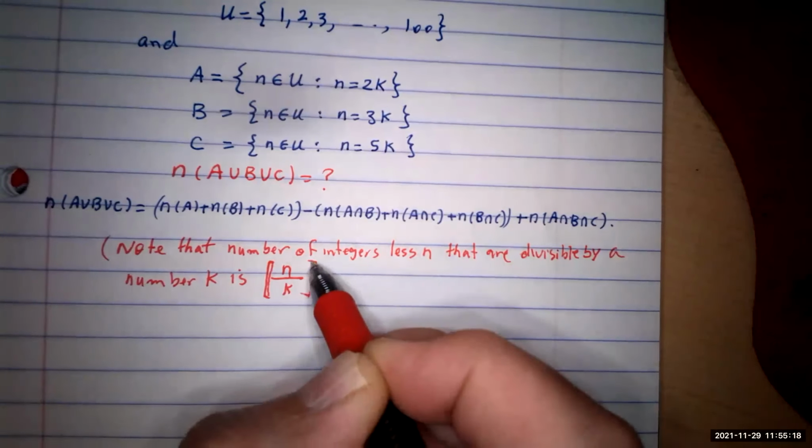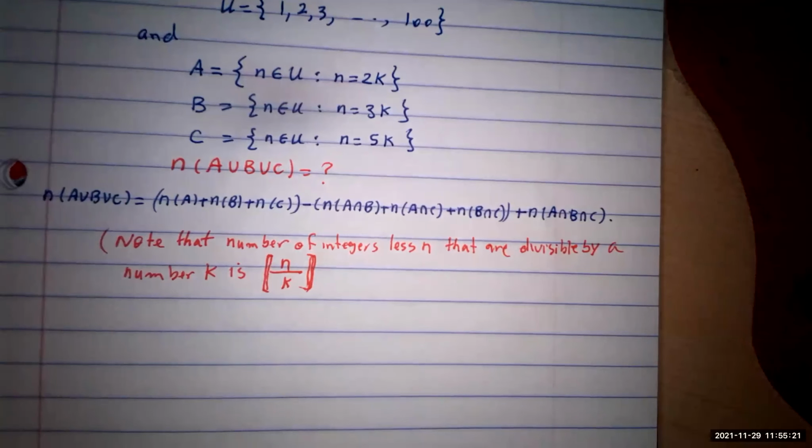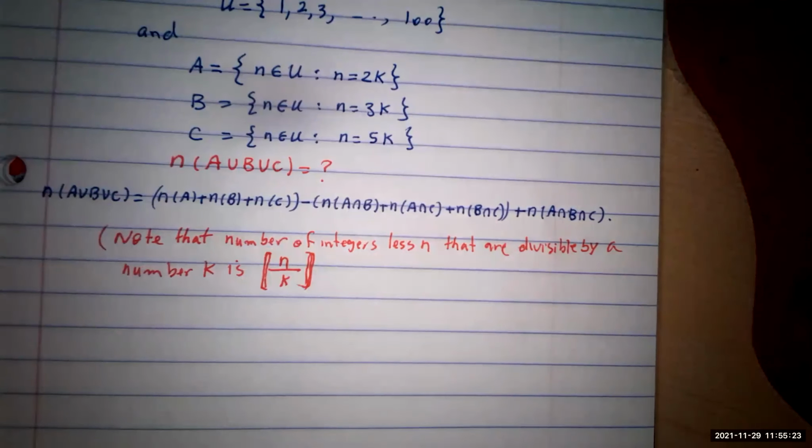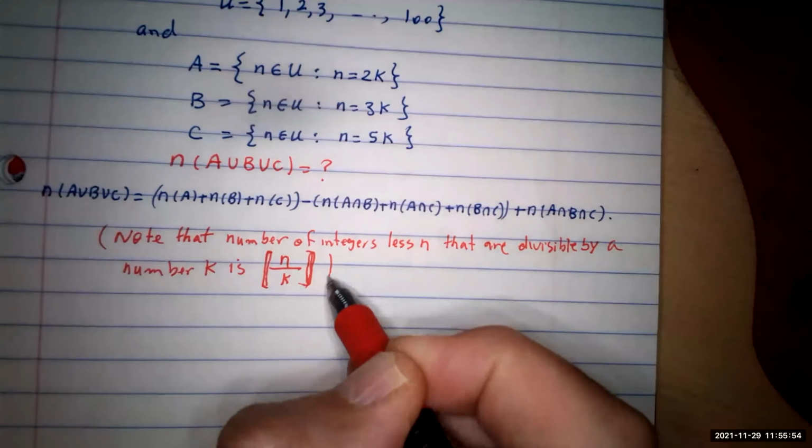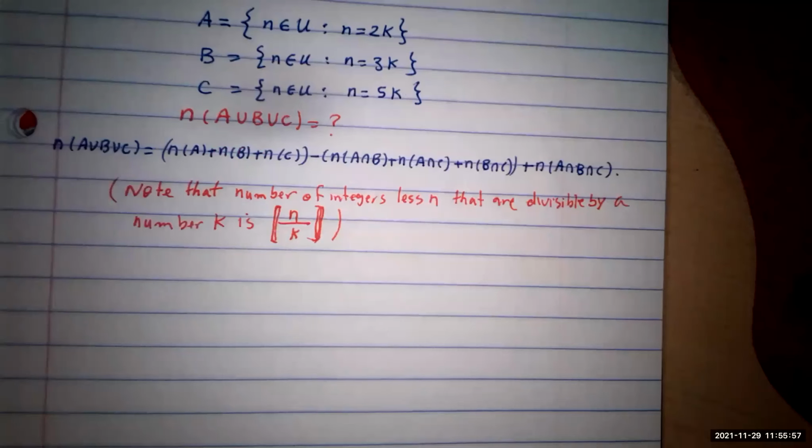This is a double bracket. This double bracket means if it's going to be a decimal, you drop the extra part and pick the smaller integer. For example, if you get something like 33.3, you call it 33. This is going to be the greatest integer less than the actual number, the greatest integer function used in calculus. So I'm going to use this fact and this notation.